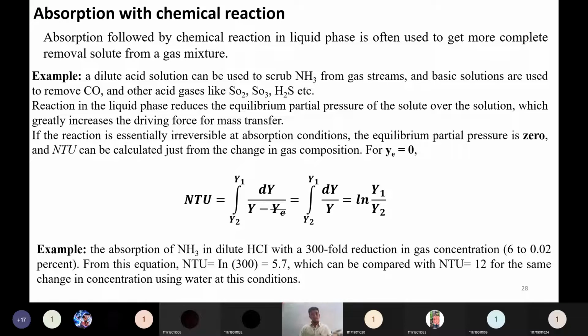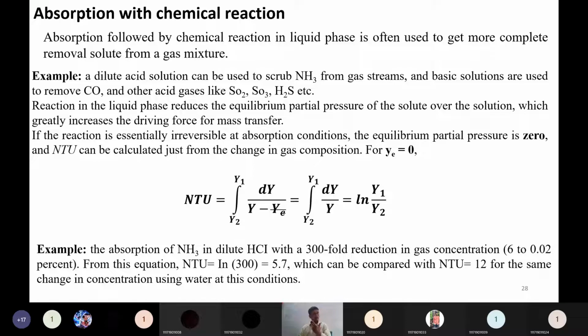But for the removal of many acidic gases, we will prefer basic solvents, and for the removal of many basic gases we will prefer to remove them with acidic solvents. So acid and base will have a strong interaction and they will produce a neutralizing reaction. So this is absorption followed by chemical reaction in the liquid phase. Usually the solute in the gas phase will be absorbed inside the liquid, and there in the liquid phase the reaction will take place.